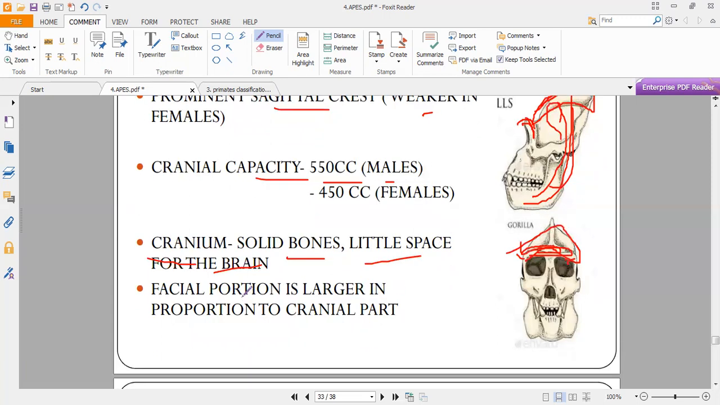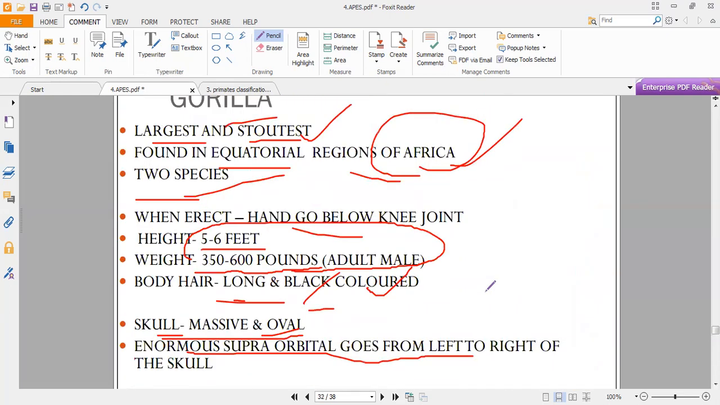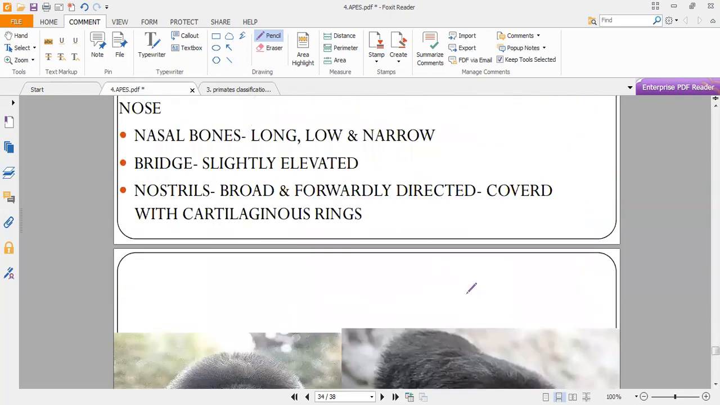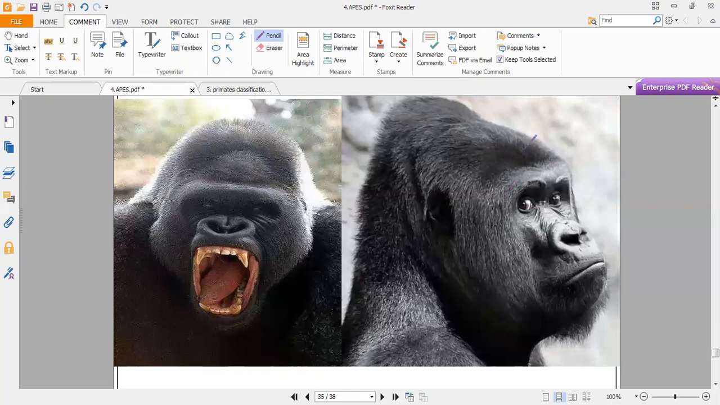If you talk about the facial part, the facial portion is larger in proportion than the cranial part. This is the cranial part. This is the cranium, the skull part. And if you see, the facial part is small compared to the cranial part of the gorillas.